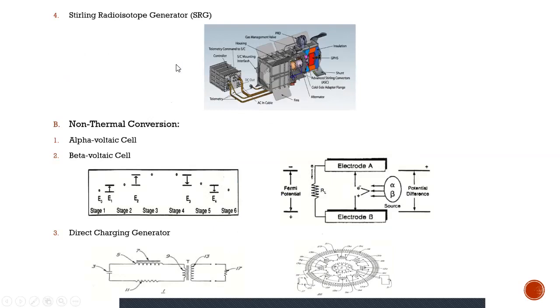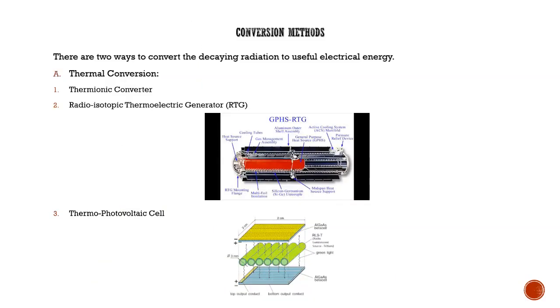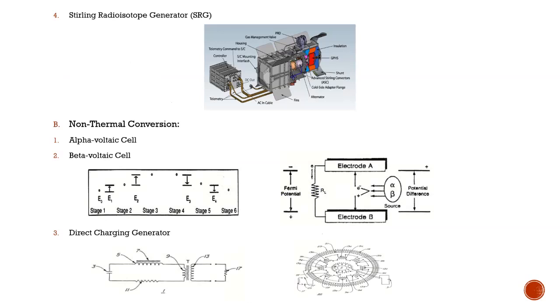And we have another one, the Stirling radioisotope generator, or SRG. SRGs resemble RTGs, but there is a slight difference. The SRG is a generator that runs on the Stirling engine. We know the Stirling engine was introduced way back, and it used steam power and all of that in cars.